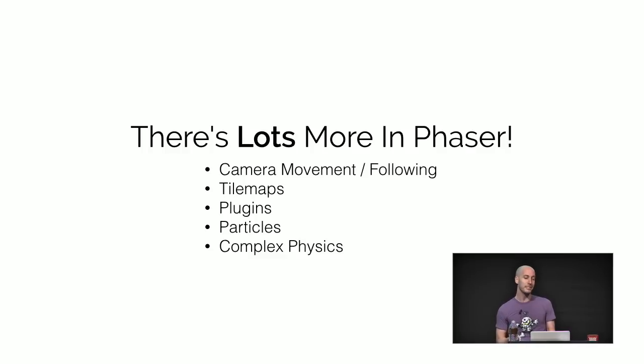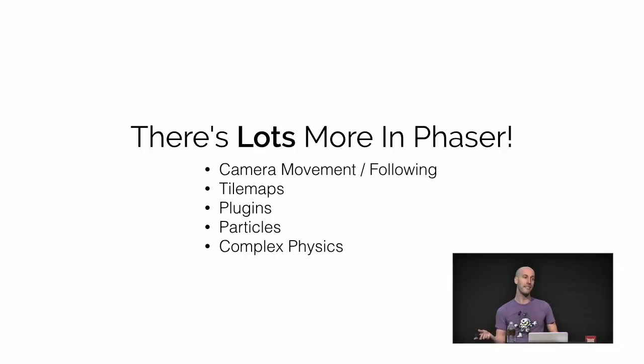But some other things that Phaser is capable of that I just want to let you know it can do. Camera movement and following is a really common thing you need in games. Think of Super Mario Brothers. You don't see the whole world. You've got Mario, and he's running around left to right on the screen. Your world is this big and your game stage is this big.